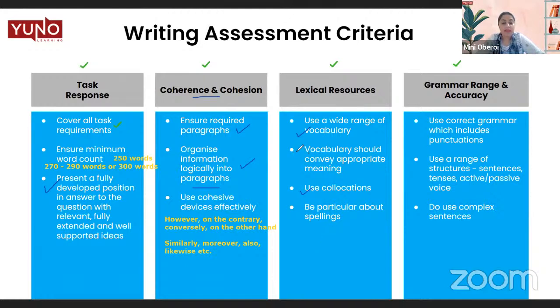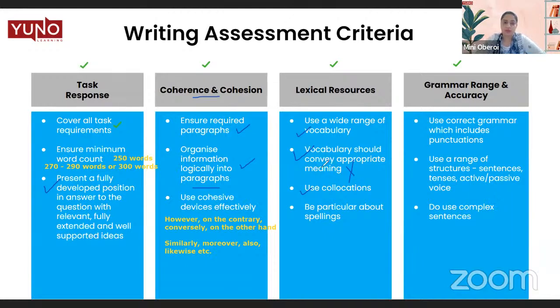Similarly, the vocabulary should convey the appropriate meaning. Now, if I'm using a good vocabulary word, but it is absolutely opposite to the idea which I wanted to give, then that is definitely going to damage my score. If I'm talking about something good and I say that if we eat fruits every day, it has a detrimental effect on us. How? Detrimental stands for a harmful effect. Eating fruits is good for us, right? So just using a word because I've heard it would be incorrect, right?